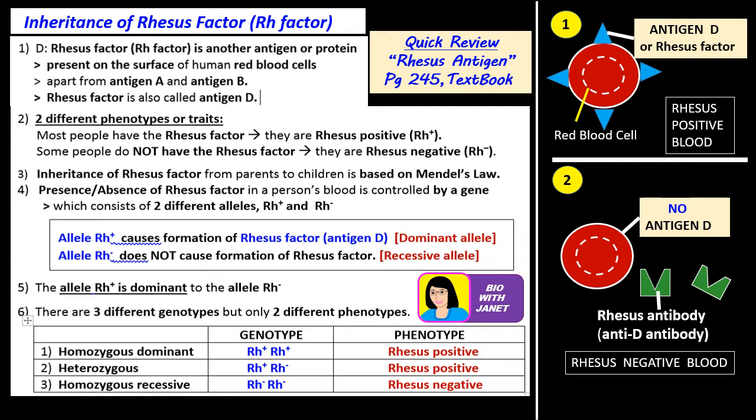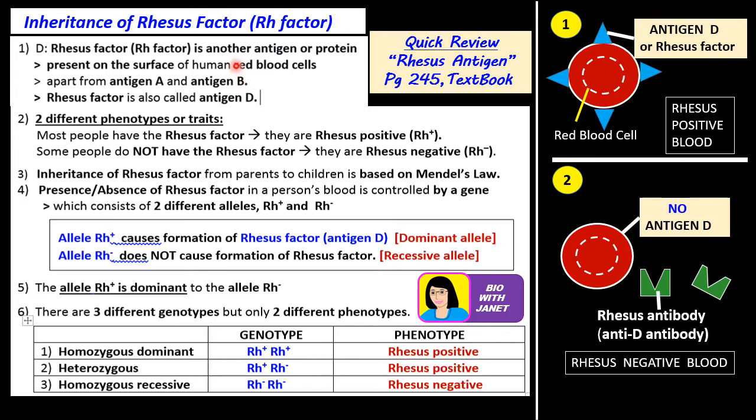Now, let's review what you have studied about inheritance of Rhesus factor or RH factor in class. All right, so this is a very important part of the video here to help you review and recall before you try the question. Now, definition. Rhesus factor or RH factor is another antigen or protein present on the surface of human red blood cells, apart from antigen A and B, and the Rhesus factor is also called antigen D.